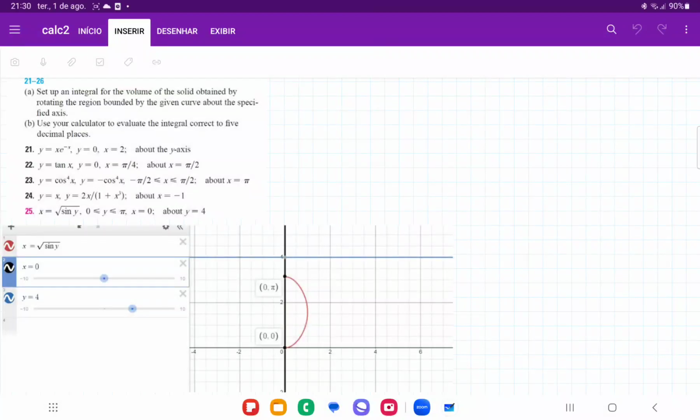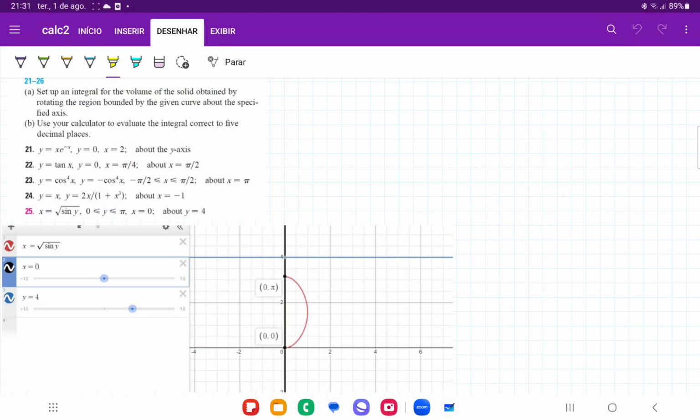So for number 25, they want us to take the area bounded between these curves. I've put this in a graphing calculator, and we can see that the area bounded between the curve x equals root of sine y and the curve x is equal to 0 is this section here in yellow. They want us to take this area and revolve it about the line y is equal to 4.